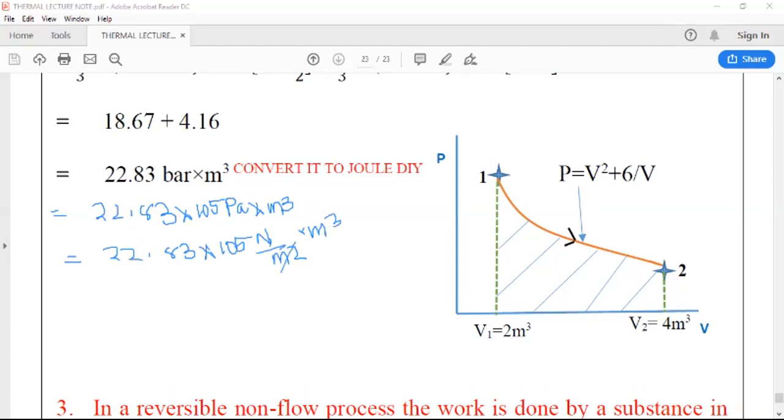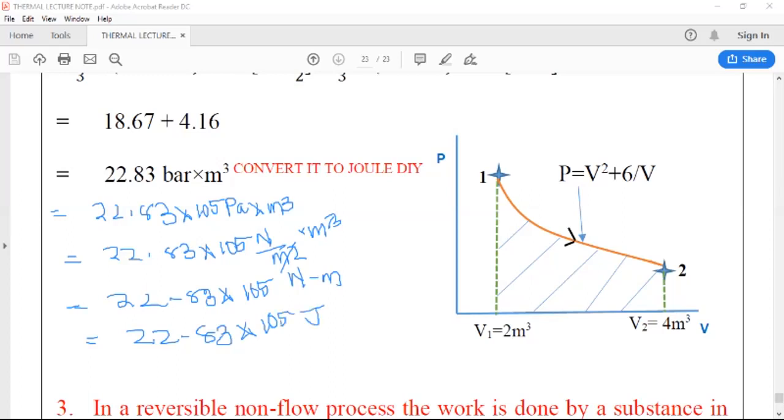So meter square will cancel out. What is left? 22.83 into 10 to the power 5 Newton into meter. So what is Newton into meter? Newton into meter is joule. So 22.83 into 10 to the power 5 Newton meter is joule.